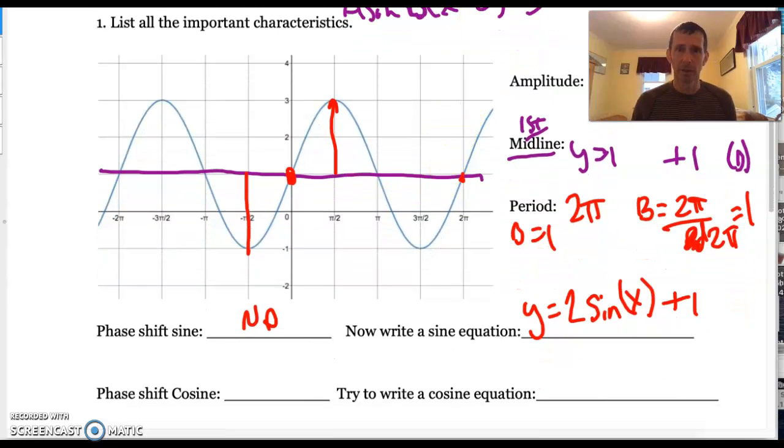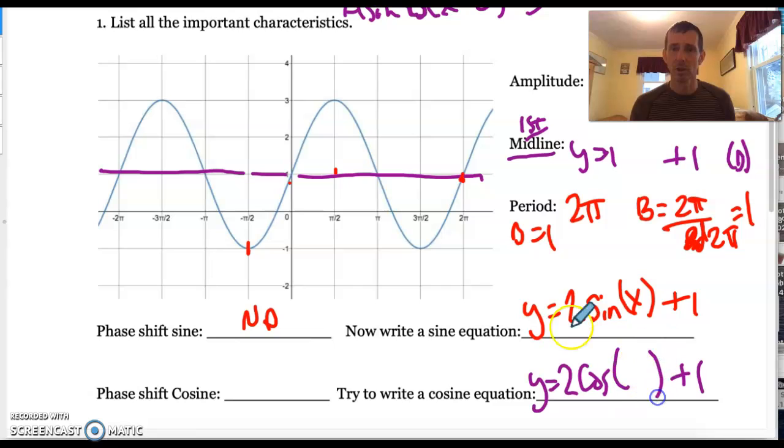So cosine starts at the top. It doesn't start at the midline. So I'm going to erase that little red dot right there. I'm going to get rid of these two so we can play this game. The first thing to keep in mind when you're doing a cosine versus a sine graph, the values for A and B and D aren't going to change. The midline is identically the same. So I know my cosine is still going to be a plus 1. The amplitude is still 2. It's still the same distance from the midline. So when I graph this, it's still going to be a 2. I just have to put a cosine in here.